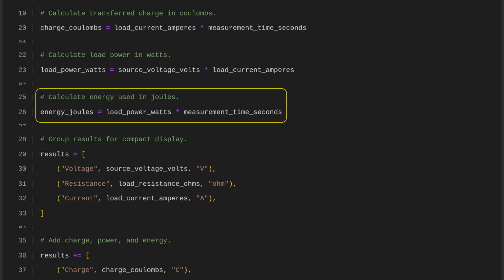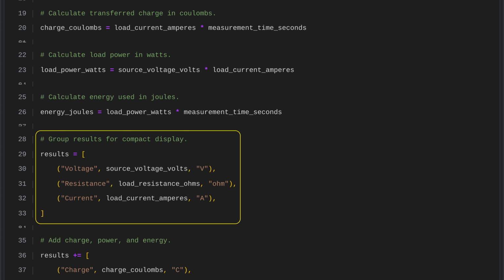Energy use in joules is found by multiplying the load power in watts by the measurement time in seconds. This gives the total energy consumed over that time period. The code creates a results list to organize key electrical values for display. Each item groups a label, a value, and a unit, covering voltage in volts, resistance in ohms, and current in amperes. This makes the calculated quantities easy to present clearly and compactly.